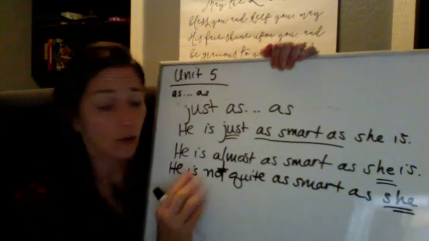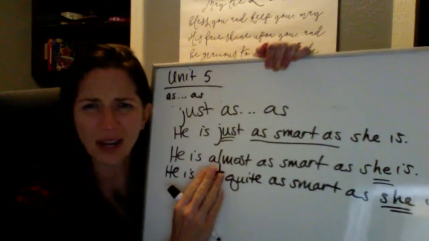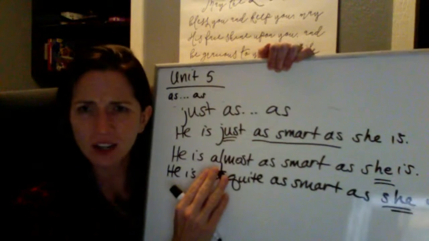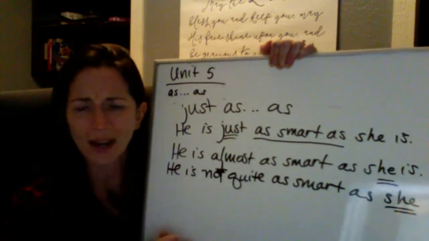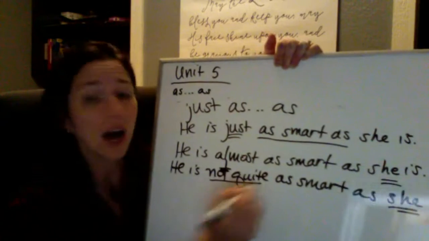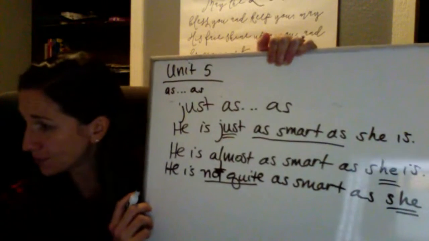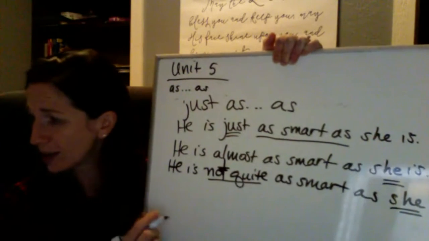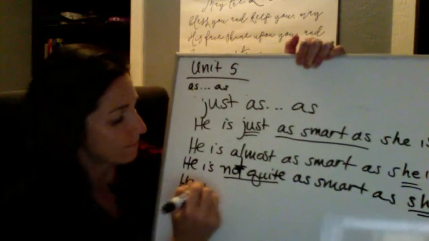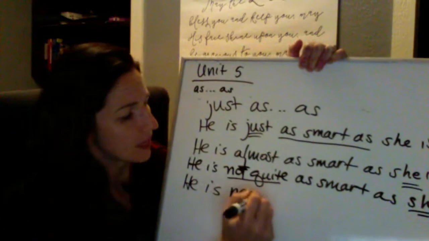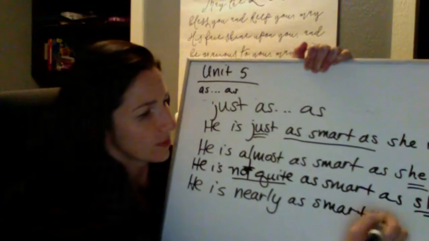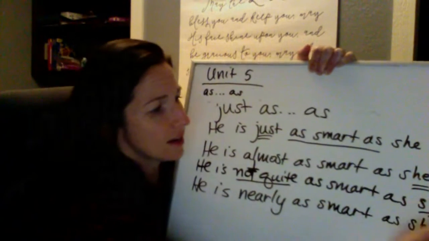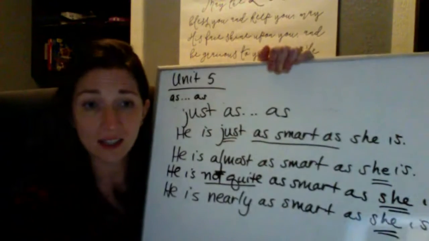Now, I want to take a note. We never say he is quite as smart. In American English, we don't. I don't know if they do in British English, but not here. Okay, so don't say quite. We only use not quite. Not quite. All right, we can also do nearly. He is nearly as smart as she is. Again, she is the smarter one.